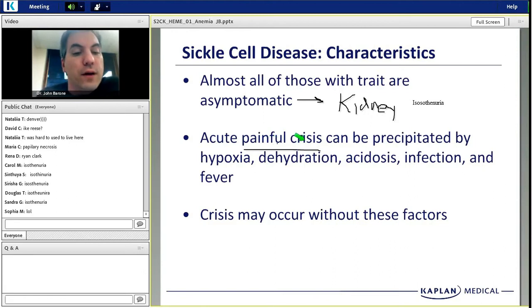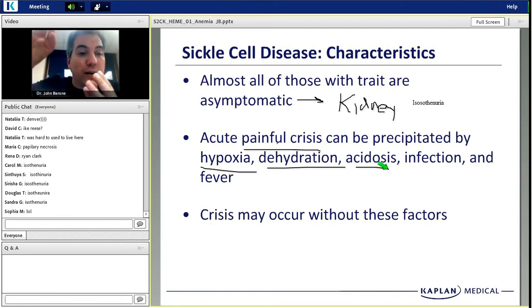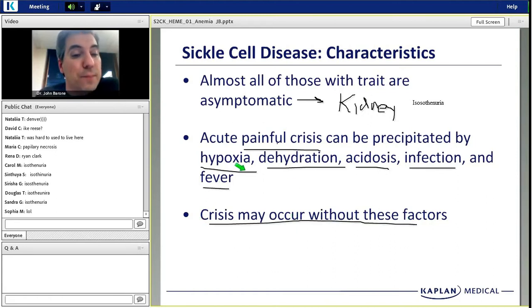What triggers it? Well, the classic triggers are hypoxia because hemoglobin S will stick together when there's hypoxia. Dehydration, that'll put them close together. Acidosis because it shifts the oxygen dissociation curve and makes the oxygen come off. Every time the oxygen comes off, the S's stick together. So if there's hypoxia or acidosis, they stick. Infections will do it, and of course fever. These all shift the curve and therefore make the cells desaturate. Now, crisis can occur without these factors too, but these are usually the precipitating factors.